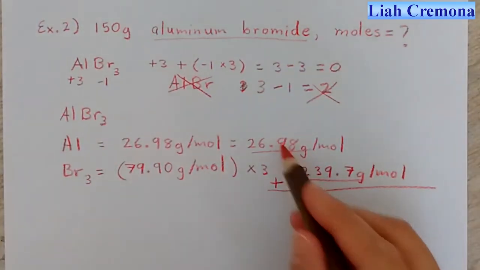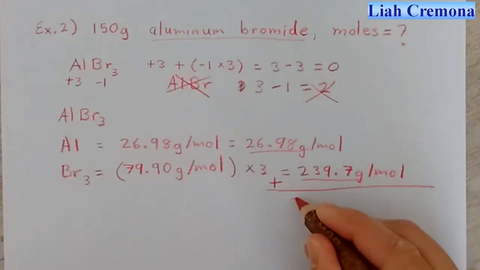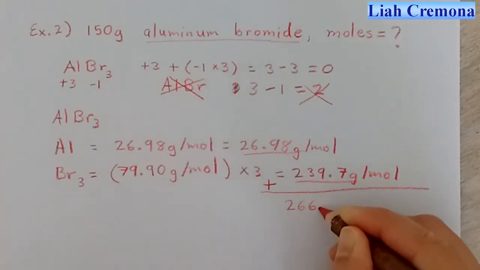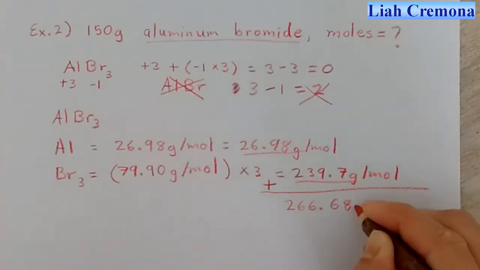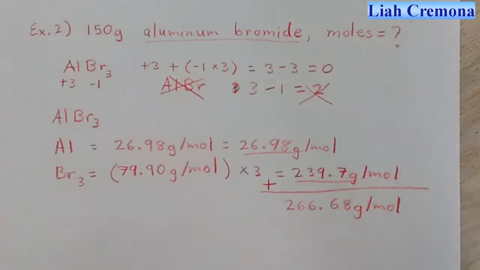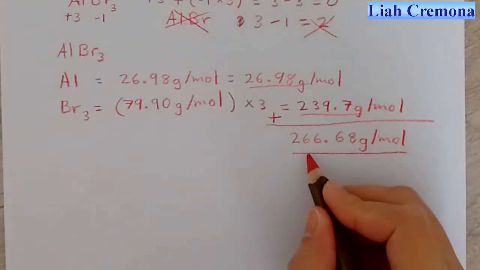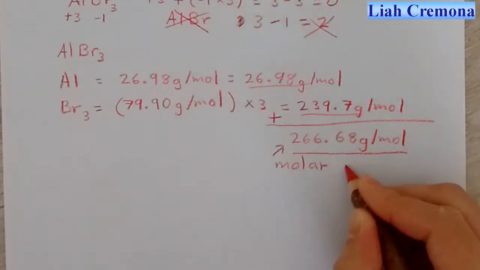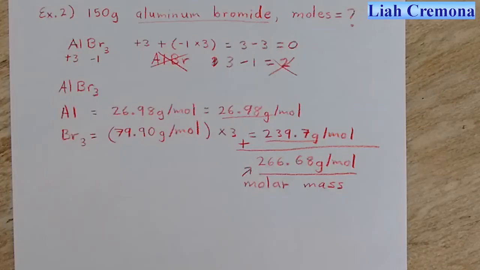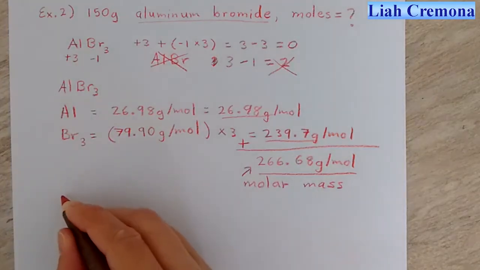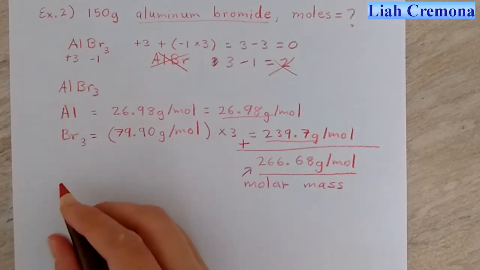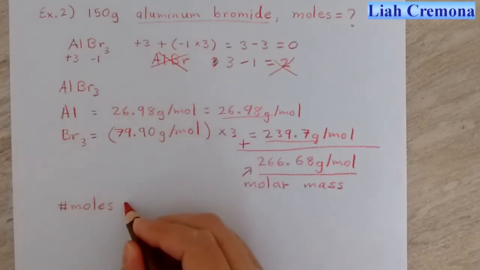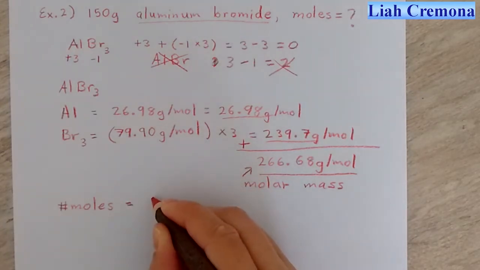Added together, these two values are 266.68 grams per mole. This is the molar mass of the compound. Now, our next step was to find the number of moles. And we know that the number of moles is equal to the given mass divided by the molar mass.